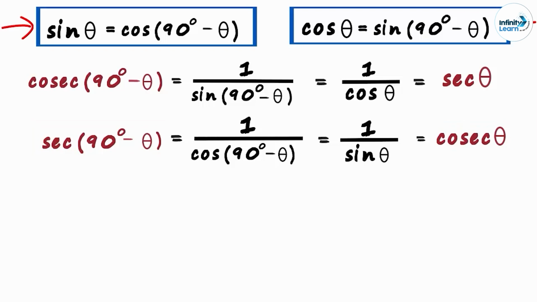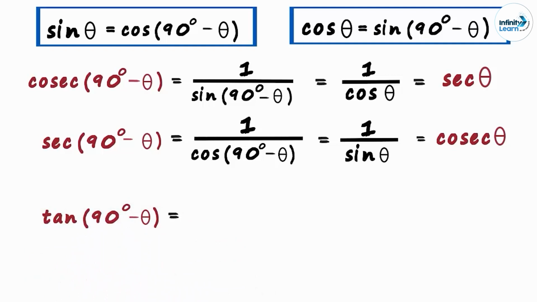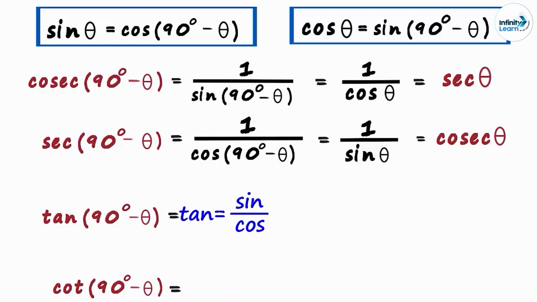With the help of these two relations, we could derive two more relations. Okay, now why don't you try deriving two more relations? They're extremely simple to derive. Try deriving a similar relation for tan of 90 degrees minus theta and cot of 90 degrees minus theta. Let me give you a hint. Tan is sin by cos and cot is cos by sin. Now try deriving the relation.